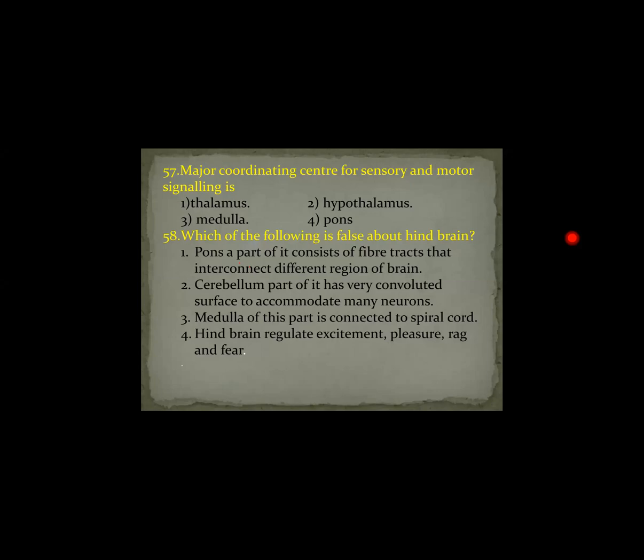Next, the hindbrain regulates excitement, pleasure, rage, and fear. This fourth statement is false, because excitement, pleasure, rage, and fear are controlled by the hypothalamus and the limbic system, not by the hindbrain. Therefore, the answer is the fourth option.